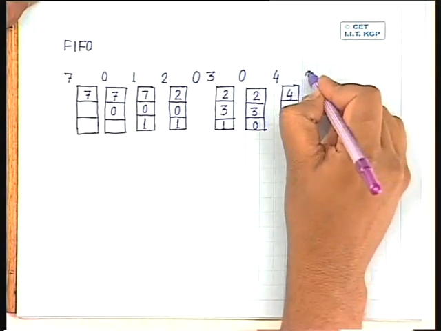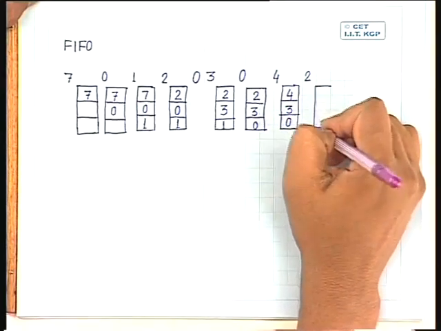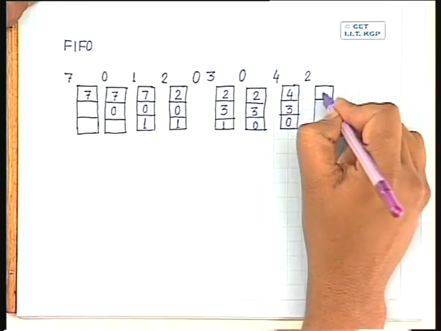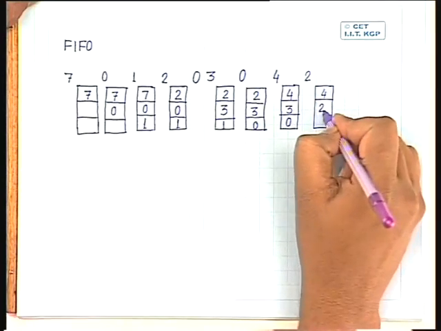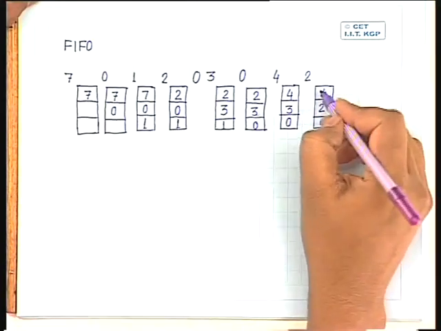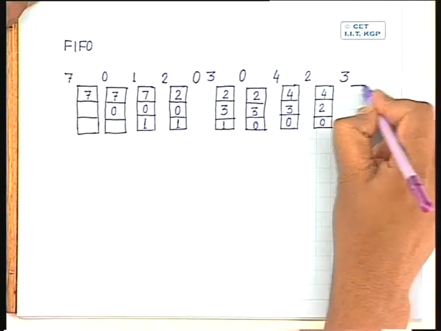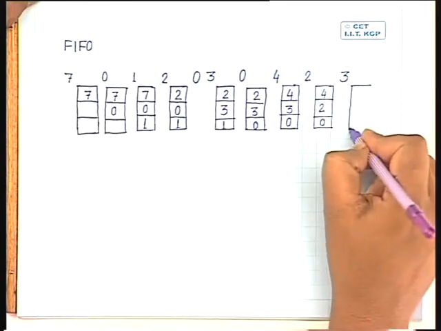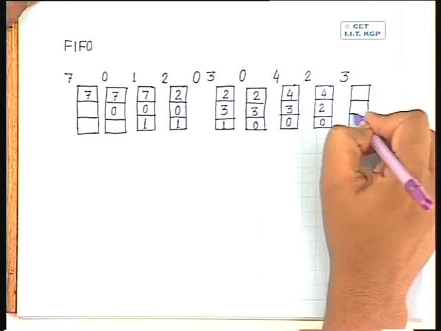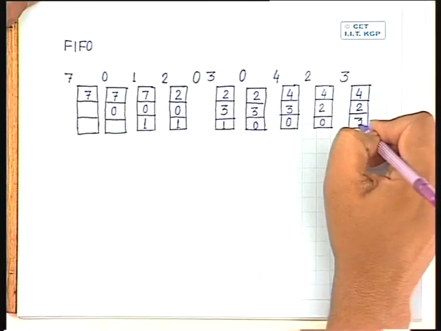Next time 2 is referred, again I face the same problem. This time the page which will be replaced is page number 3. So I have page number 4, page number 2, and page number 0. Okay. Next time again page number 3 is referred. I have another page fault. So this time it is page number 0 which is to be replaced. So I have 4, 2, 3.